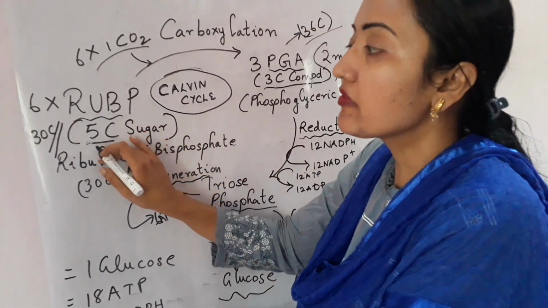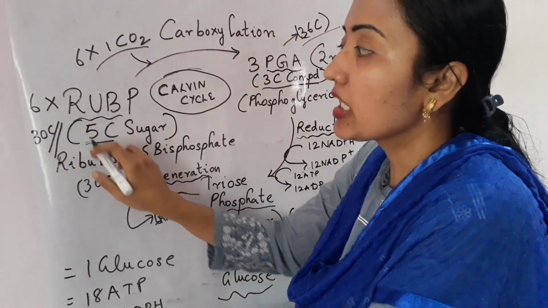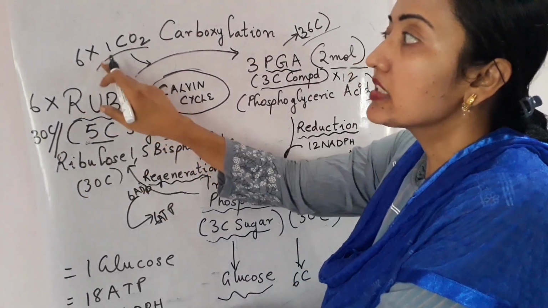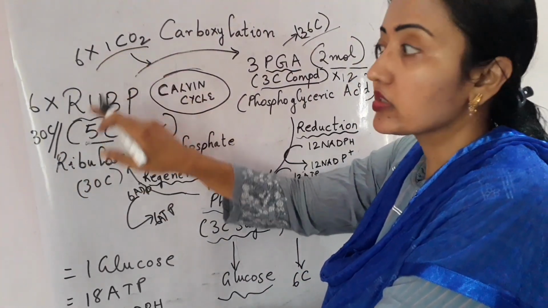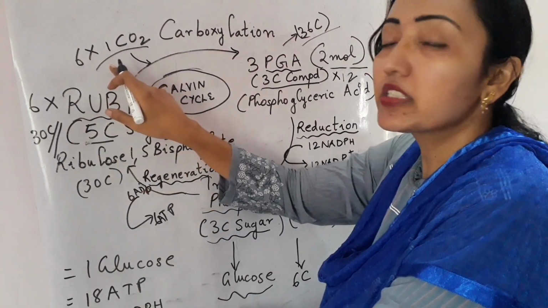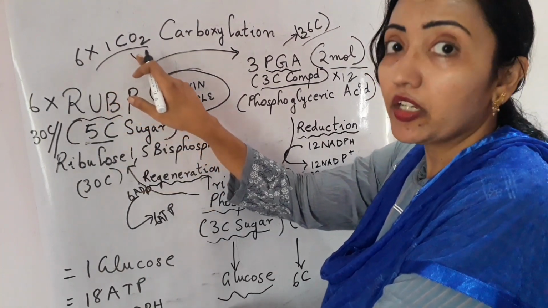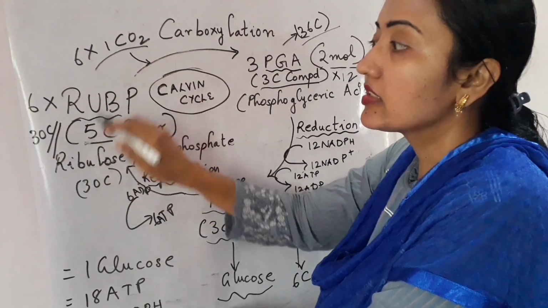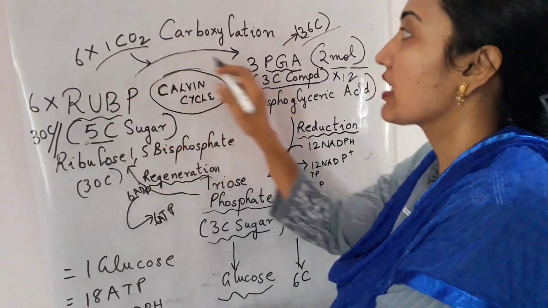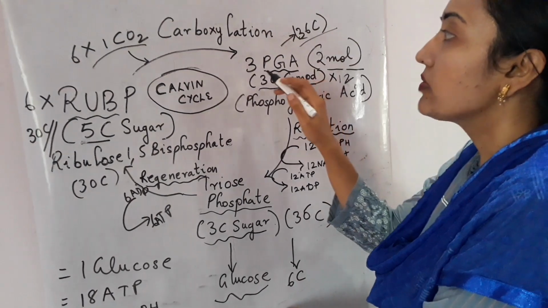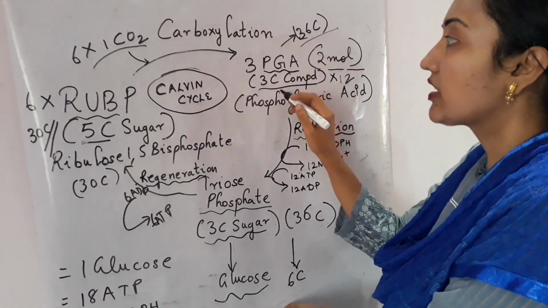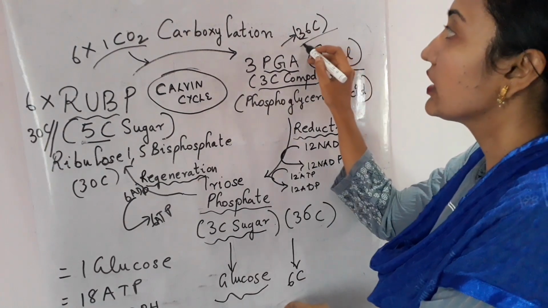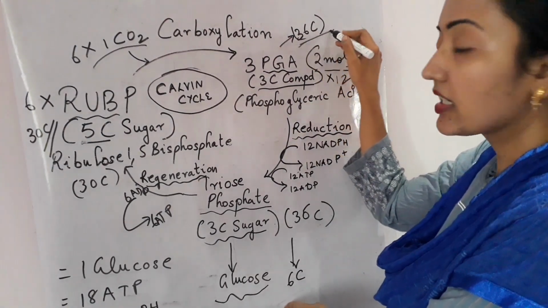So RuBP is a 5 carbon compound. 6 times 5 carbon, it becomes 30 carbon. This 30 carbon combines with 6 molecules of carbon dioxide. So 30 carbon and 6 carbon. Here it forms 3-phosphoglyceric acid, which is a 3 carbon compound, 2 molecules of 3-phosphoglyceric acid. So here it becomes 36 carbon.